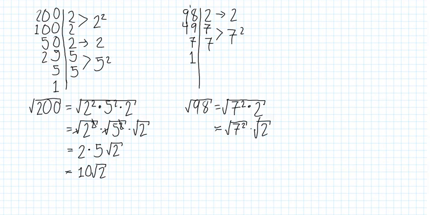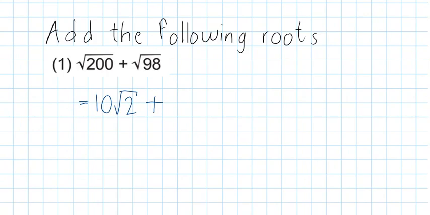Finally, we know that we cancel the root with the exponent of 2, and we just have the 7, and in the case of the square root of 2, we just copy this number. So we conclude that the square root of 98 is 7 times the square root of 2. We go back to our main exercise and write that the square root of 98 is equal to 7 times the square root of 2.